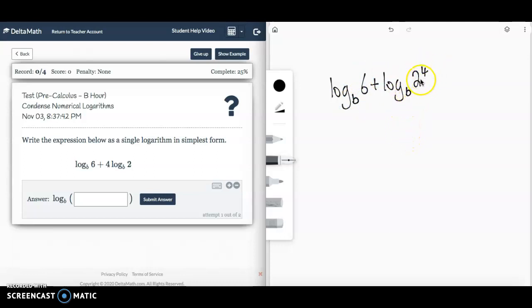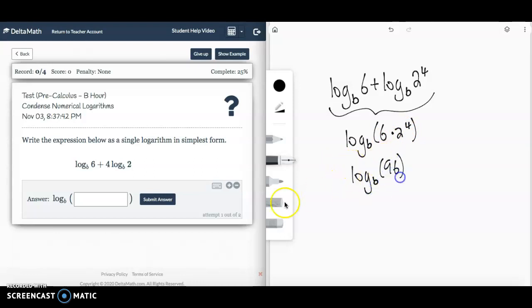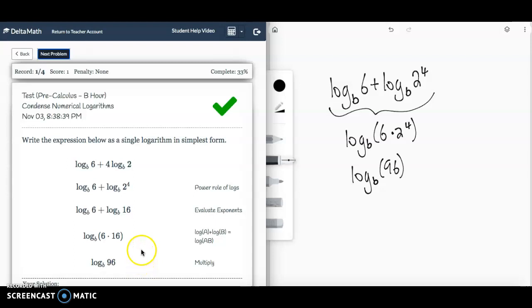And it's kind of up to you. You can either do 2 to the 4th here, or I'm actually going to combine it all and then simplify. So the addition outside of two logarithms turns into multiplication inside of one logarithm. So 6 times 2 to the 4th power. And then in my calculator, I'll just do 6 times 2 to the 4th, which would give me 96. So log base b of 96. Voila. See, they did it too. They actually calculated 2 to the 4th here and then combined them, but you can kind of do it all at once.